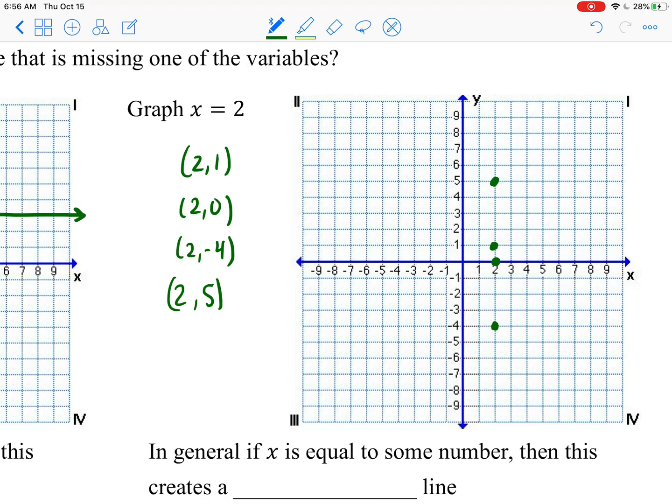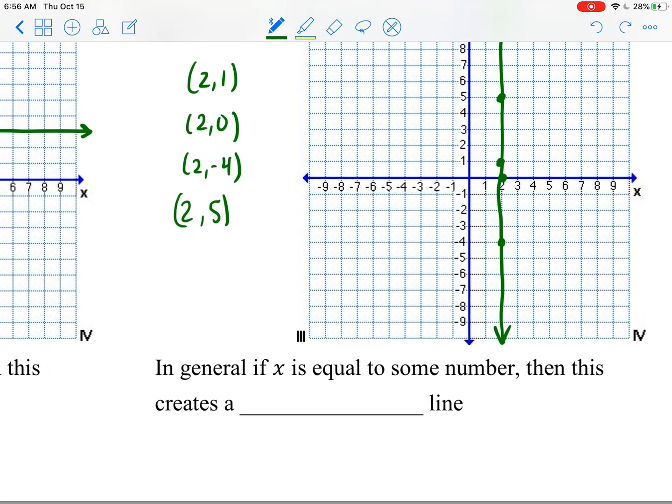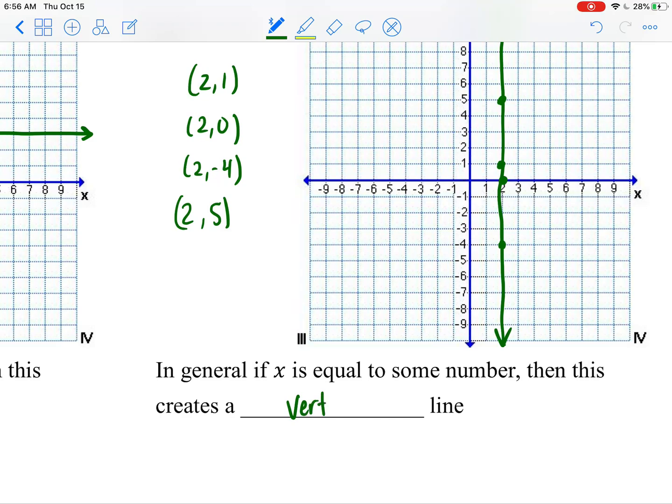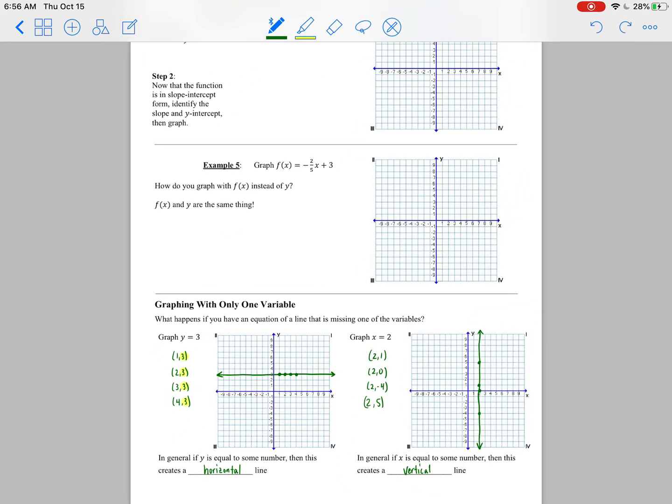So see what's happening here? If you keep making points, what's going to happen? You're just going to make a nice vertical line here. So what we do is we draw a vertical line here, and that's what x equals 2 looks like. Okay, so this creates a vertical line. In general, if x is equal to some number, this creates a vertical line. All right, so that's that.